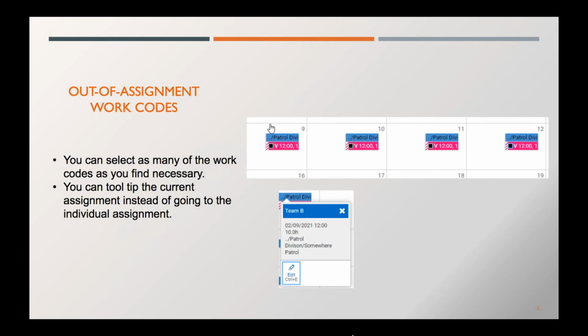Now, here's a tip. You don't have to go into someone's assignment to see what their current assignment is. If you tooltip, just click on their regular assignment. In this example, it's the light blue. You are going to see that this individual is now on team B, and he or she works a 12-hour shift or a 10-hour shift starting at noon.